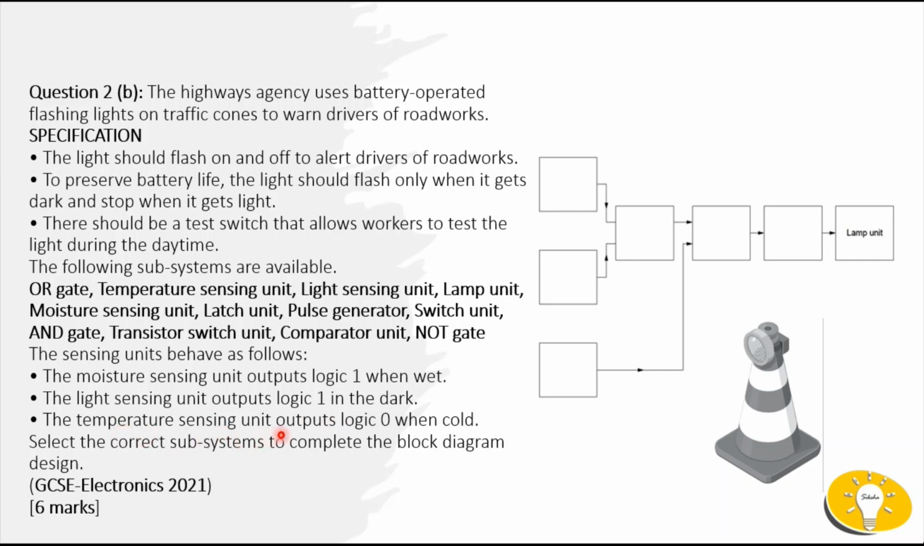The temperature sensing unit, again, we don't need that in this question. We only have to operate this light based on whether it is dark or night time, so we will only use the light sensing unit. Basically you have to select the correct subsystem to complete the block diagram design. The question is of 6 marks.